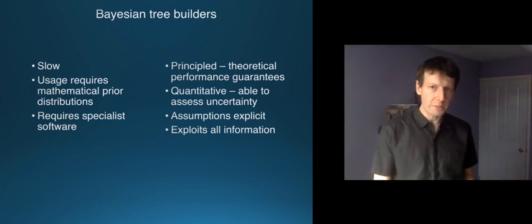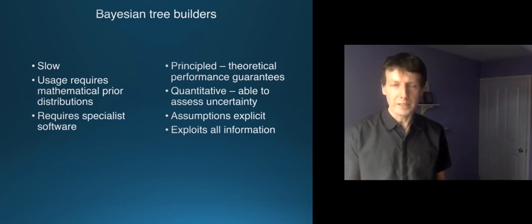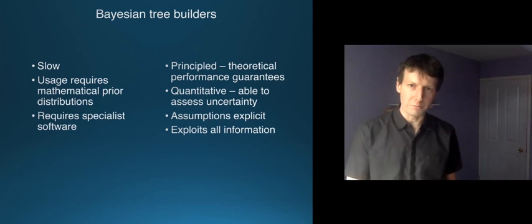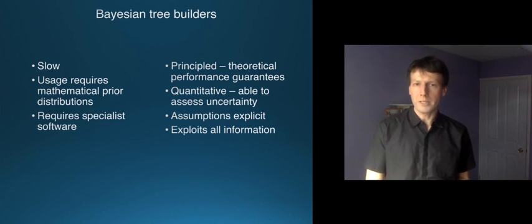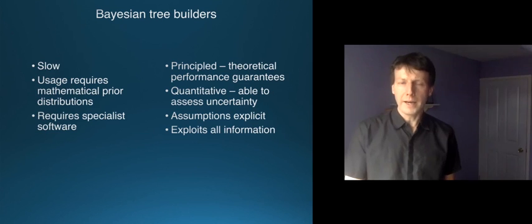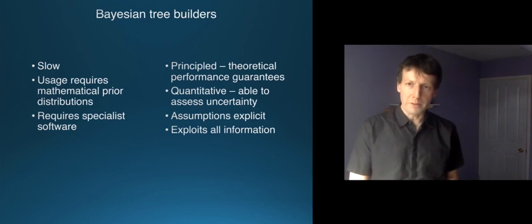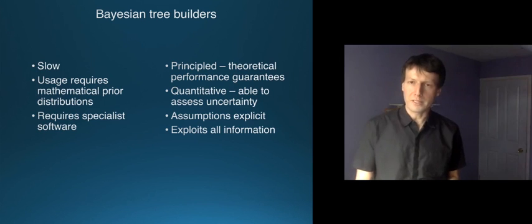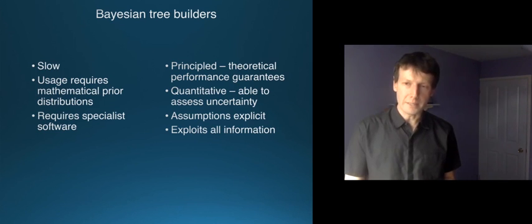So to summarise Bayesian tree builders, they're slow. They're usually slower than maximum likelihood approaches, which are in turn much slower than distance-based methods. Their usage requires not only mathematical models for the data, but now also for the priors, and it requires specialist software. On the plus side, there are theoretical performance guarantees, which are not the same as for maximum likelihood methods. They're quantitative, so they're able to assess uncertainty. The assumptions are explicit, and again, they exploit all information like maximum likelihood methods.